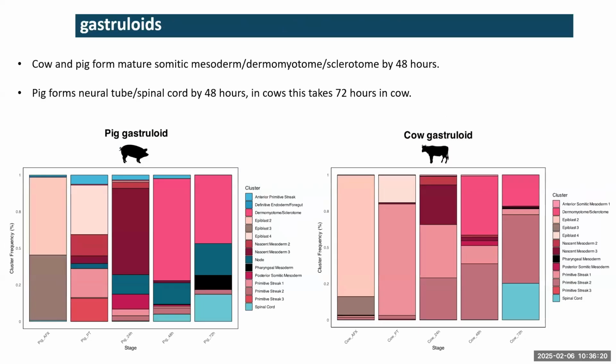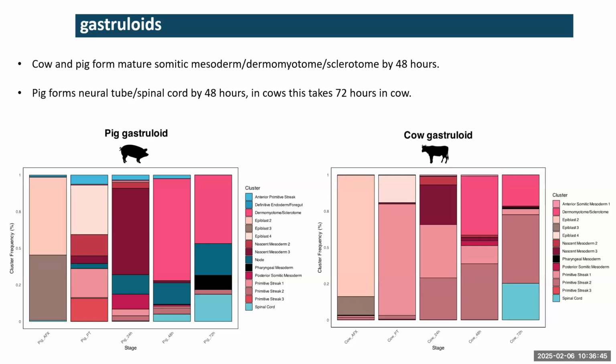Next, the formation of specific lineages. These are the number of lineages we have. It's about 12 or 15 lineages. What we see is the pig has somatic mesoderm, dermomyotome, and sclerotome after 48 hours, whereas the cow has a lot less of that. And we also have very limited evidence of spinal cord formation in the cow at 48 hours. The spinal cord is this blue area here.